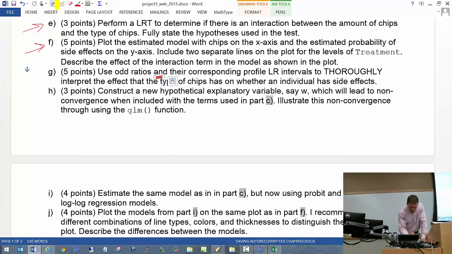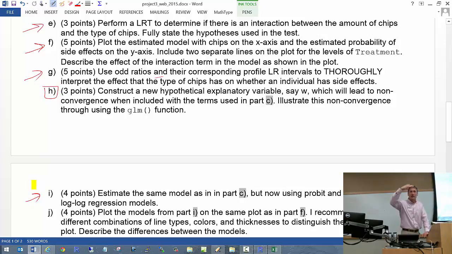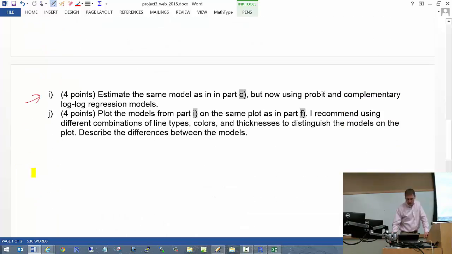Okay, so part G. Now let's use odds ratios and profile likelihood ratio intervals to thoroughly interpret the effect that type of chips has on whether an individual has side effects. So similar to what we had just done with the tomato spotted wilt virus example. Part H is the next section. Part I is the section that we're going to talk about in class that follows that. And then also part J does too. So while you can't do everything right now, you'll be able to get a very good start on it. Are there any questions?